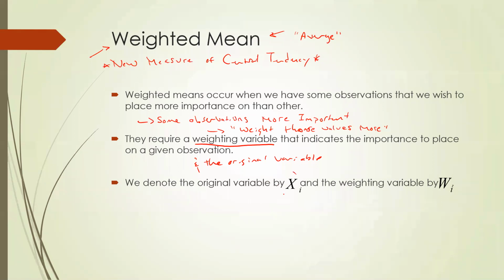We denote the original variable by x sub i and its corresponding weighting variable as w sub i. So what that means is if we have the first value in our data set, x sub 1, that gets a corresponding weight w sub 1. Our next value in the data set, x sub 2, gets a corresponding weight w sub 2, and so on and so on. The weights have to correspond to the actual value.